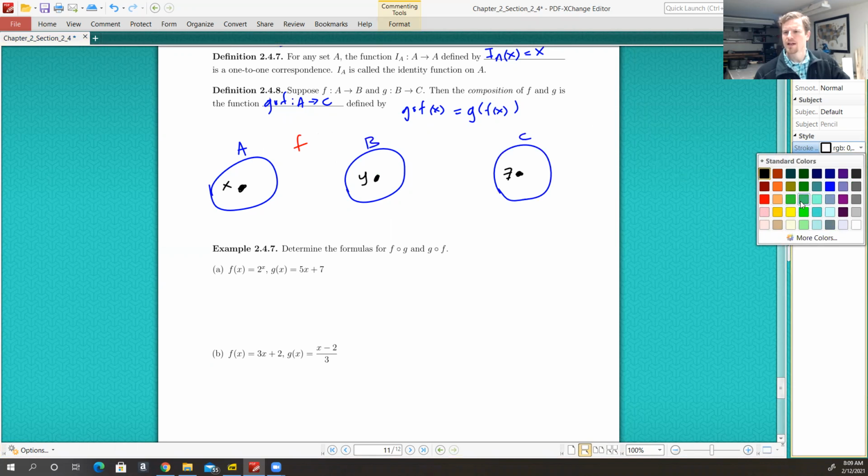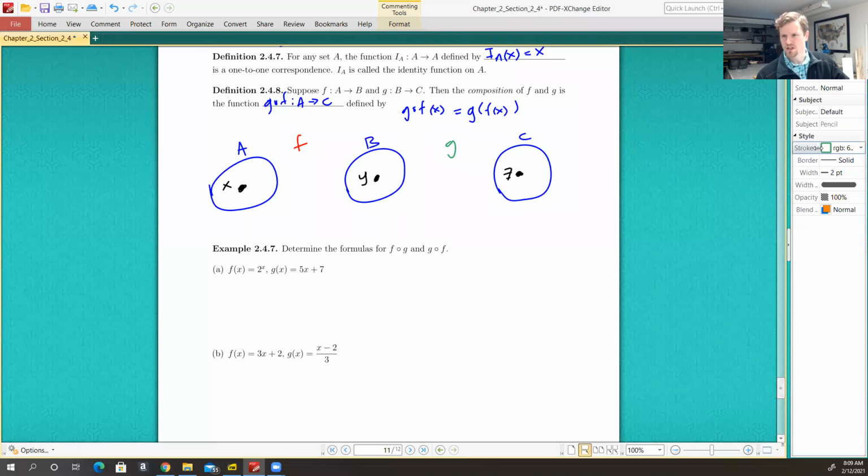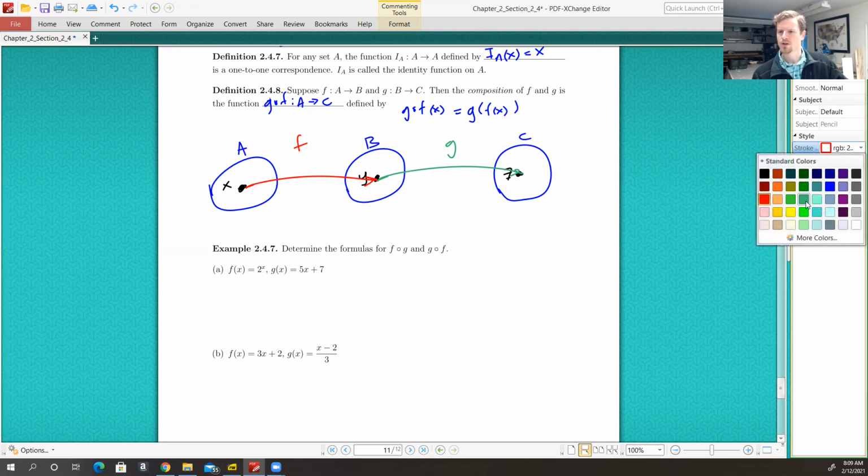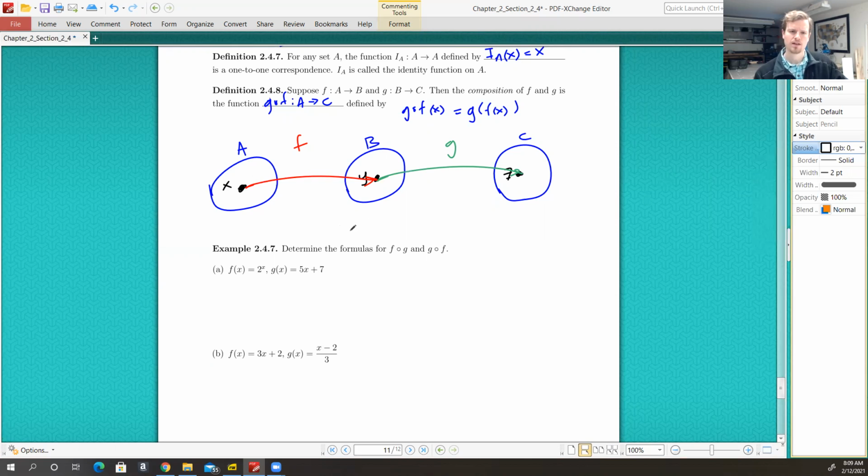Okay, so we've got X, Y, and Z. We have function f, function g. G would take Y to Z, and f would take X to Y. So we would travel along, and the composition, G composed with f, would simply take X and bring it directly over to Z. So that's the idea of function composition.